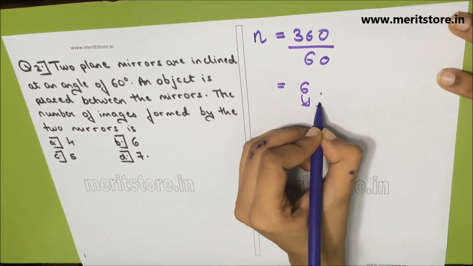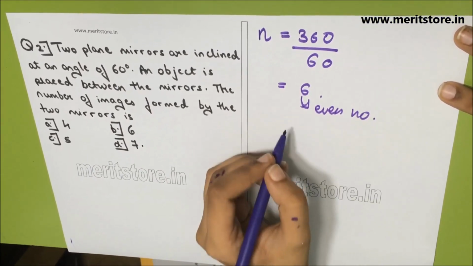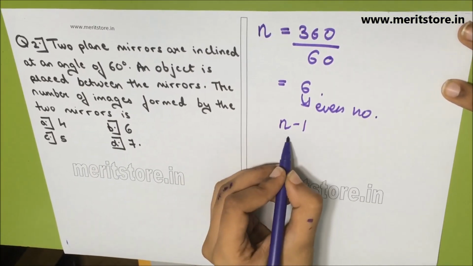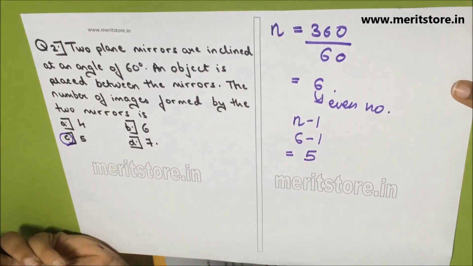Over here, n is an even number. So we have to do n minus 1. That is 6 minus 1, that is 5. Option C.